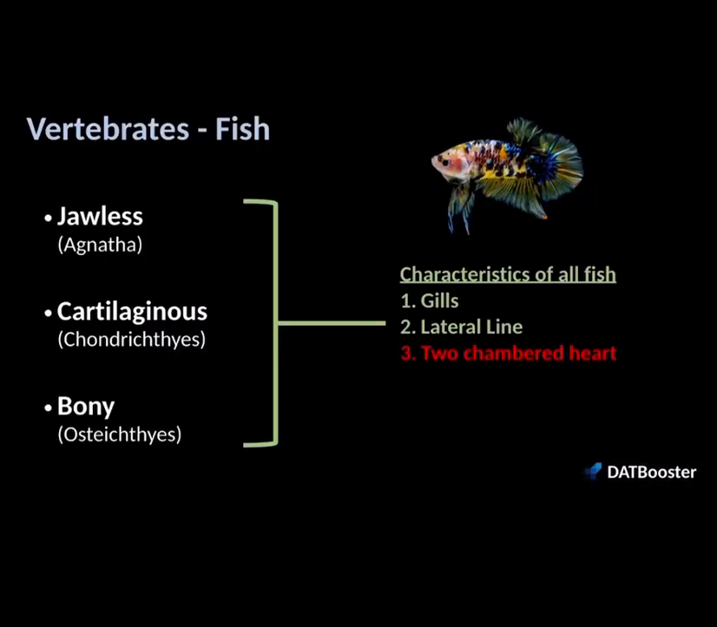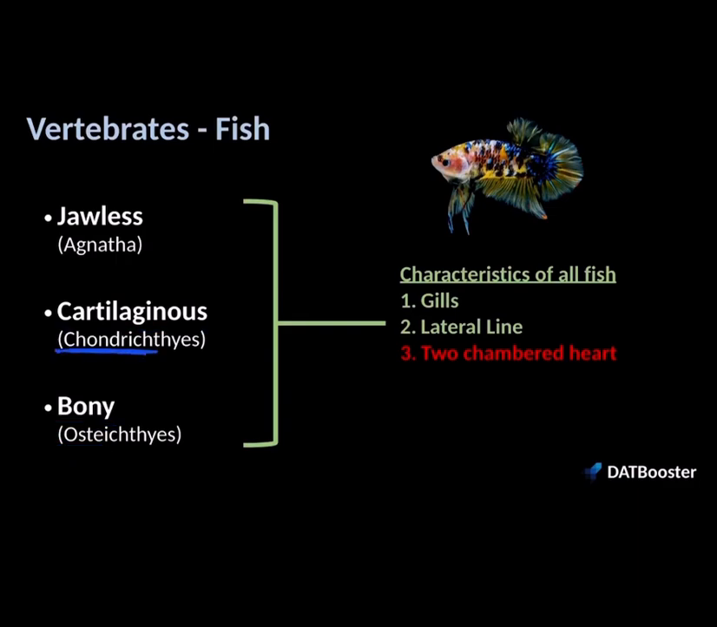Okay, so let's talk about fish. There's three types of fish that we need to know about. Number one is jawless fish. These are sometimes referred to as agnatha. Two is cartilaginous fish, often referred to as chondrichthyes. And third is bony fish, often referred to as osteichthyes. Osteichthyes has the root osteo in it, meaning bone, and chondrichthyes has the root chondria in it, meaning cartilage.